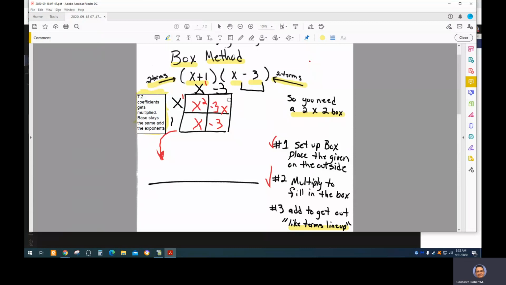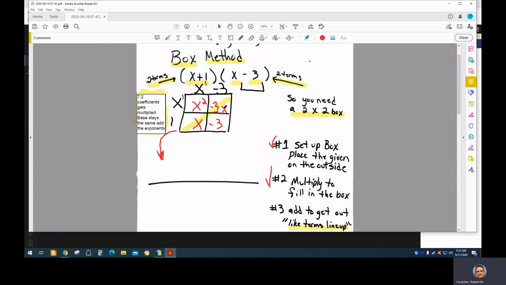Our terms diagonally here, they line up. See the diagonal? We have an x, we have an x. We can combine those. So if we're able to combine those, notice how this method sets it up and puts it in a nice, neat little order for us. We are ready to get our final answer.